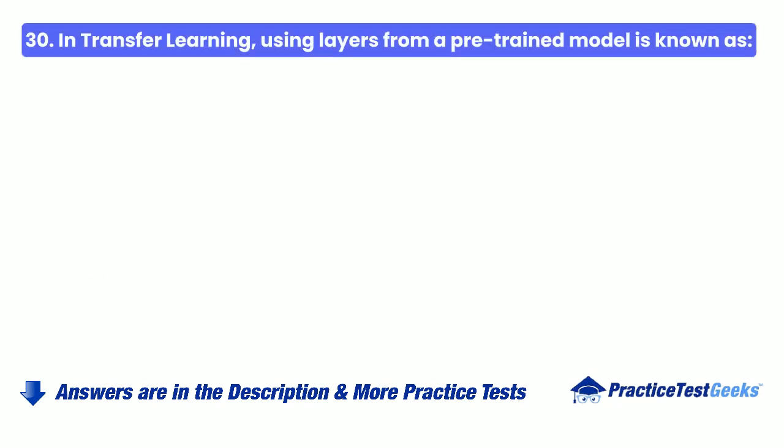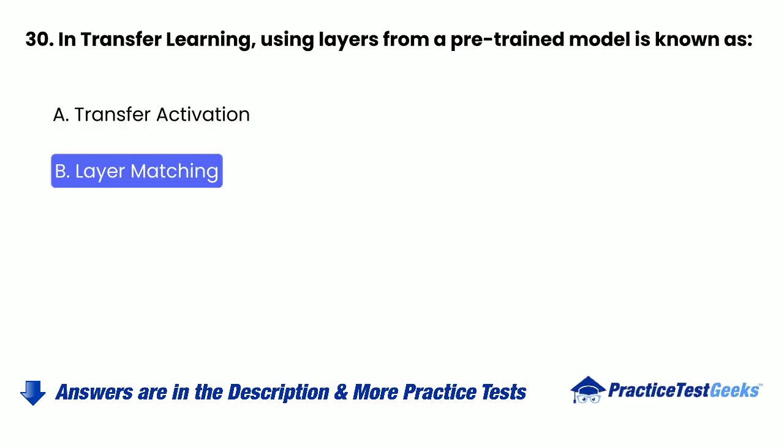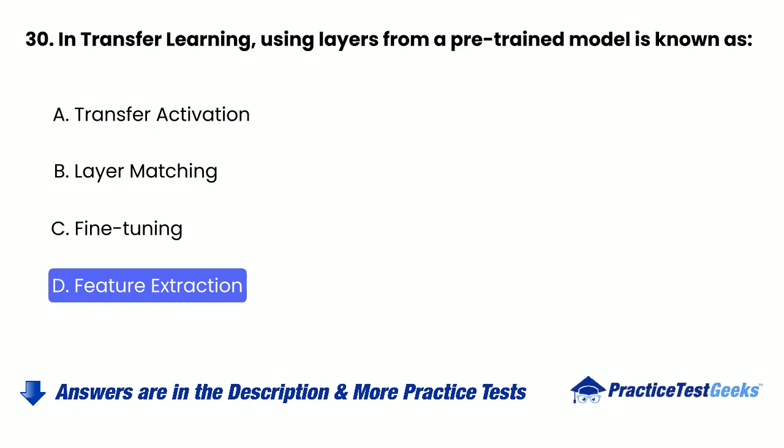30. In transfer learning, using layers from a pre-trained model is known as: A. Transfer activation. B. Layer matching. C. Fine-tuning. D. Feature extraction.